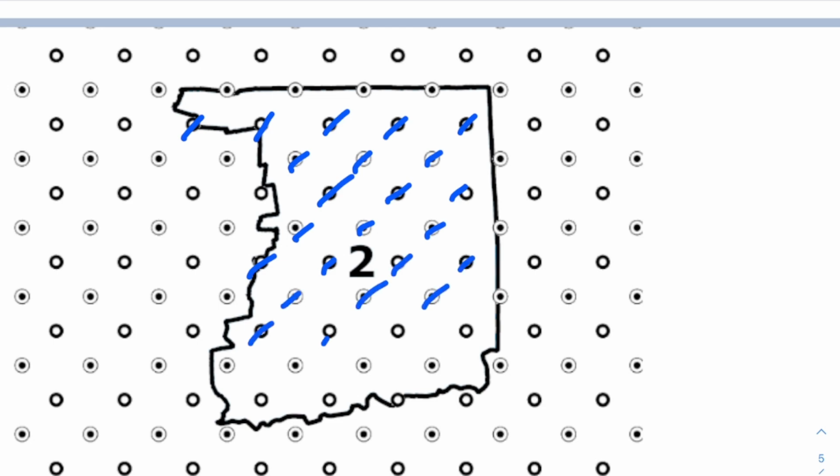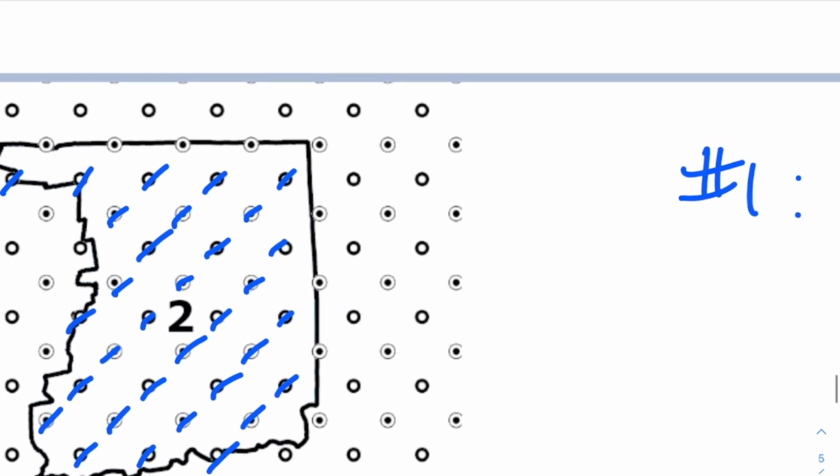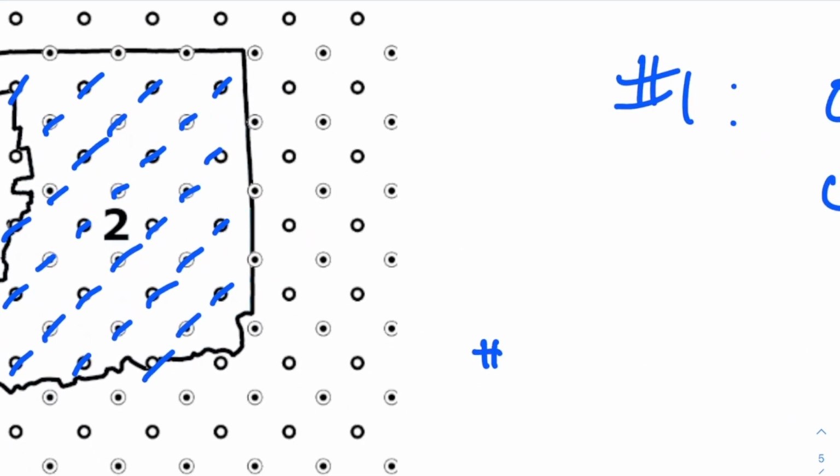21, 22, 23, 24, 25, 26, 27, 28, 29, 30, 31. I got 32, not 42. I think that's right. So for district number 2, my original area is 32.